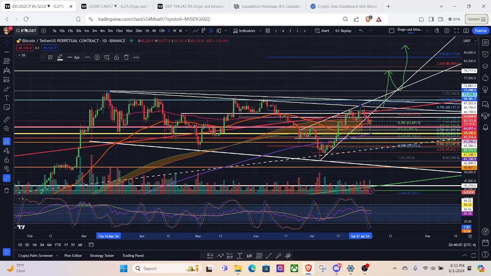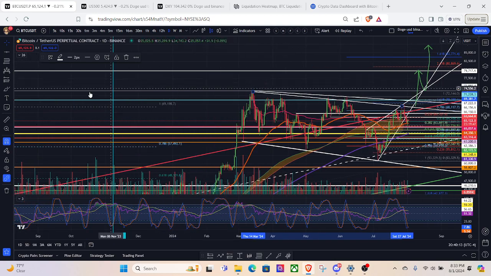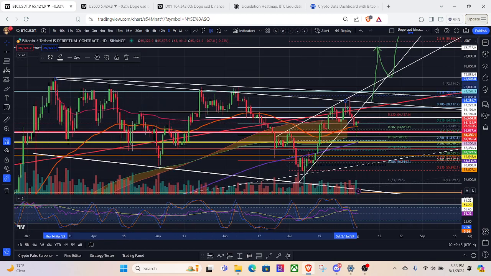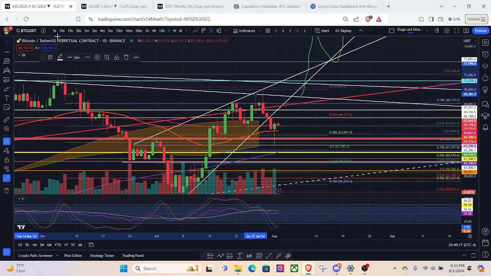Now, this is Bitcoin Tether Perpetuals contracts on Binance. That's the chart that I usually use to chart. It tends to have the most amount of volume, so I track that chart.